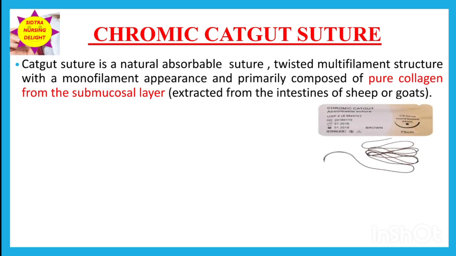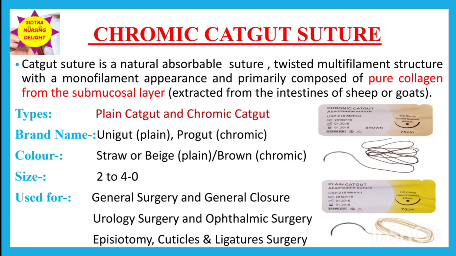It is mainly of two types, as you can see in the image: plain catgut and chromic catgut. Its brand name is Unigut for plain catgut and Progut for chromic catgut. Its color is straw or beige for plain catgut and brown for chromic catgut. Its size is from 2 to 4, and it is mainly used for general surgery and general closure, urology surgery and ophthalmic surgery. Episiotomy is a procedure done in the perineal muscle to facilitate normal vaginal delivery. Chromic catgut suture can also be used in cuticle and ligature surgeries.